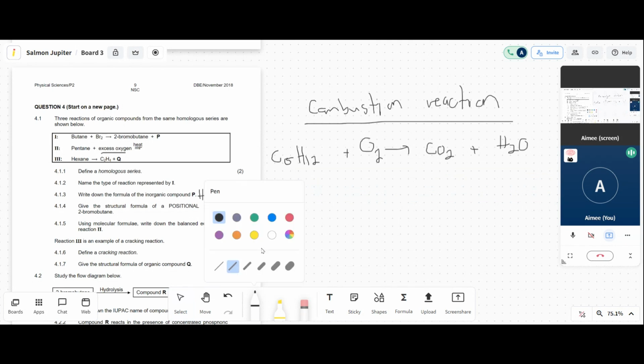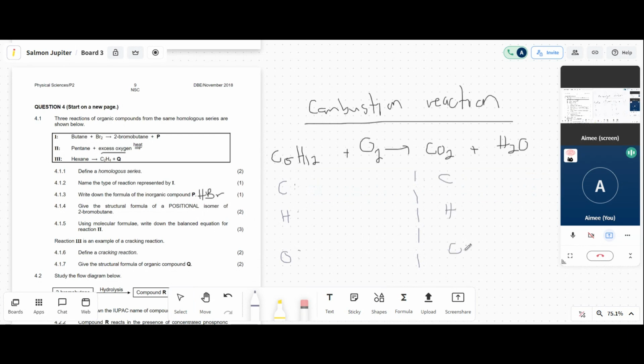I feel like maybe most of you don't need me to do this because balancing is quite a big part of chemistry right from grade 10. But I will show you how I balance equations anyway, just in case. Okay, so you say carbon, hydrogen, oxygen. Same thing on this side. Carbon, hydrogen, and oxygen. So balancing equations is exactly what it sounds like.